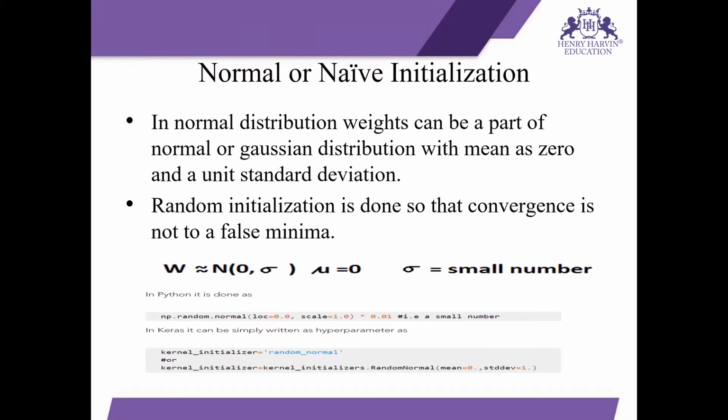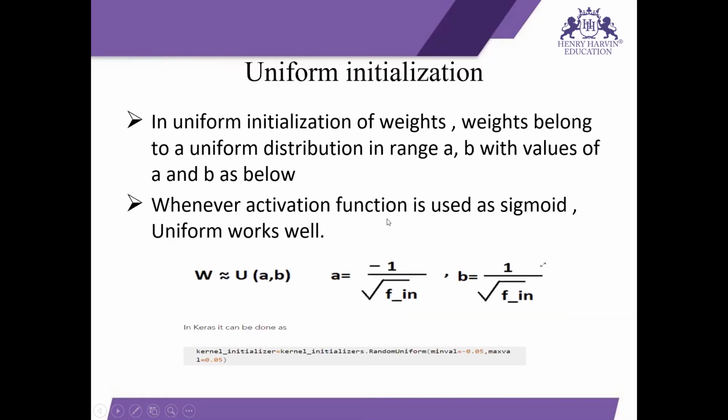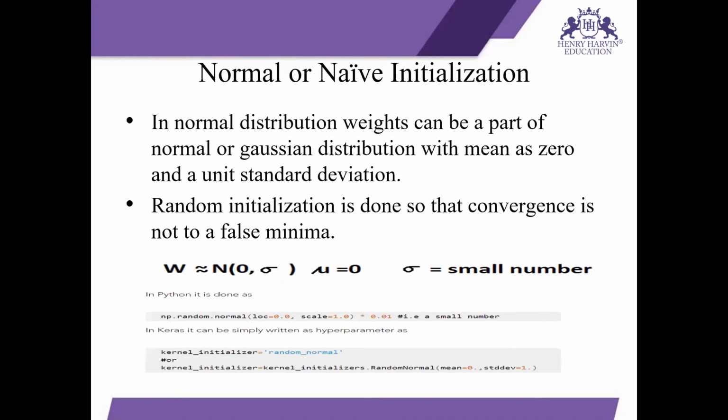Here, the weights can be a part of a normal or Gaussian distribution with a mean of zero and unit standard deviation, right? So the random initialization is done so that the convergence is not to a false minima. So what do we say over here? Mean is zero and the standard deviation can be a small number, but it belongs to a normal distribution. When we talk about uniform initialization, here the weights belong to a uniform distribution in range A, B, right? So that is the difference. This is uniform, it could be in the uniform range. And in the previous case, we have seen that it was in the normal distribution, right?